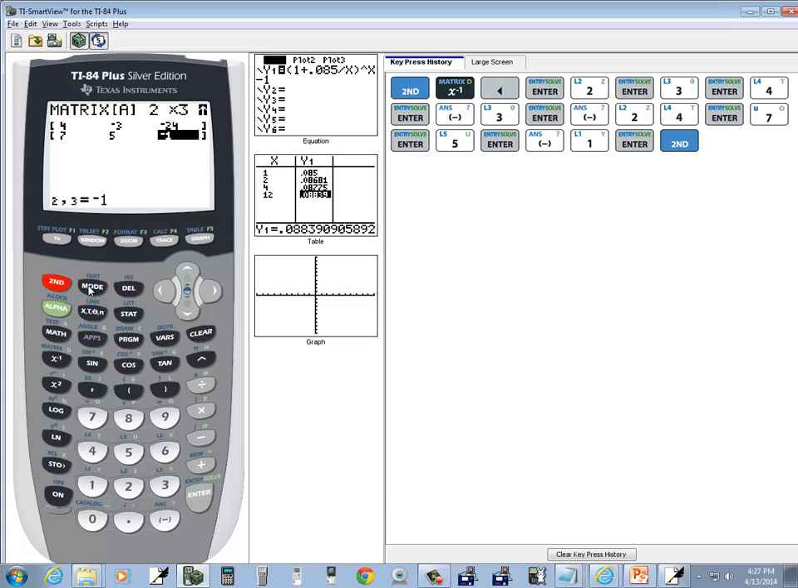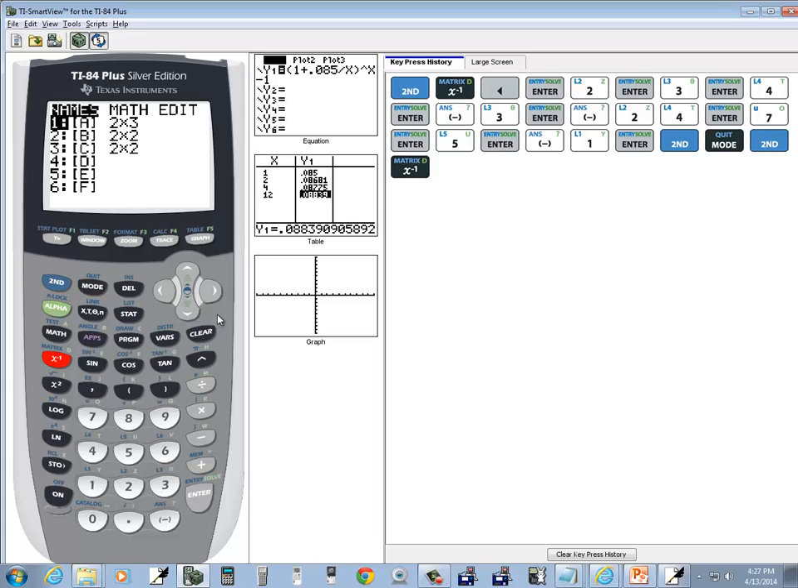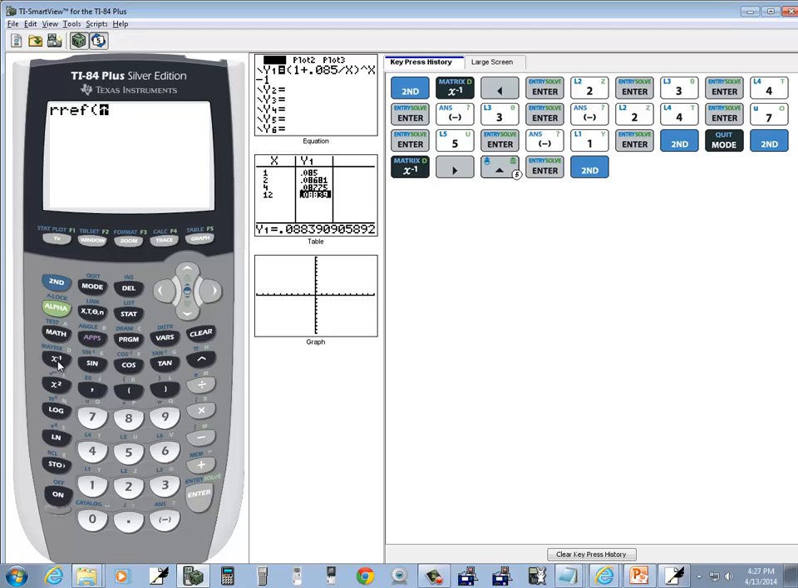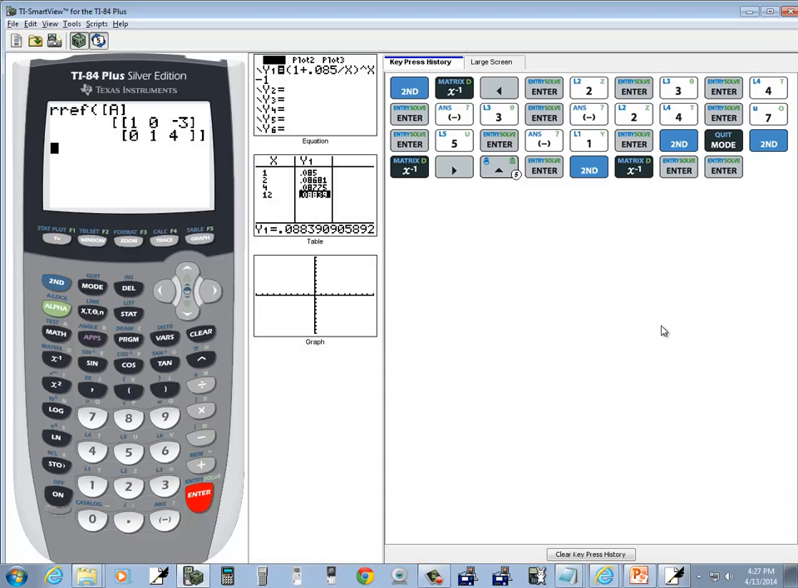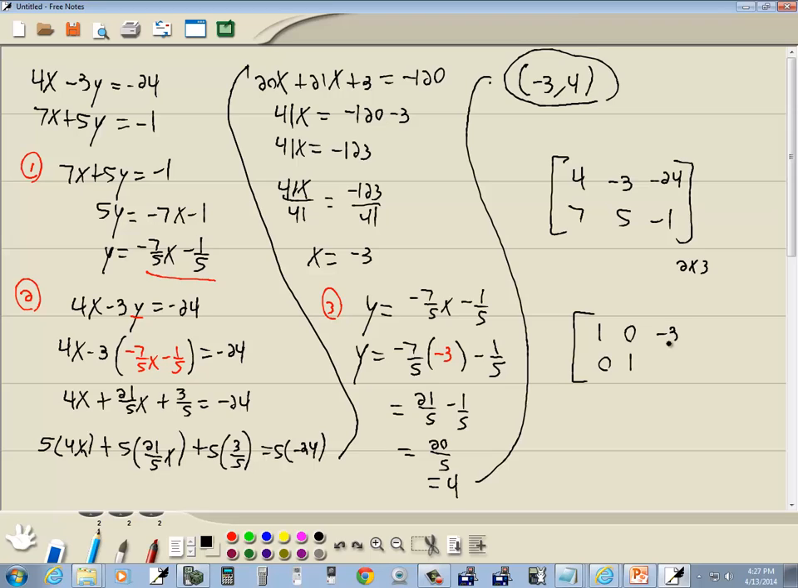Exit out, do second mode, and I'm going to do REF. So do second x to the negative 1, right arrow to math, up arrow to REF, press enter on it. Go back to my matrix menu, do enter on A, enter again. Okay, and what we get: 1, 0, 0, 1, and negative 3, 4.